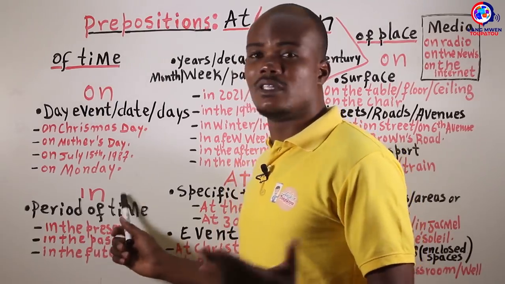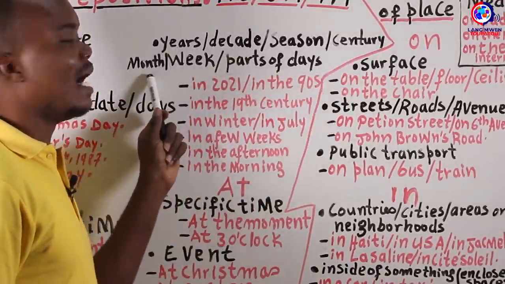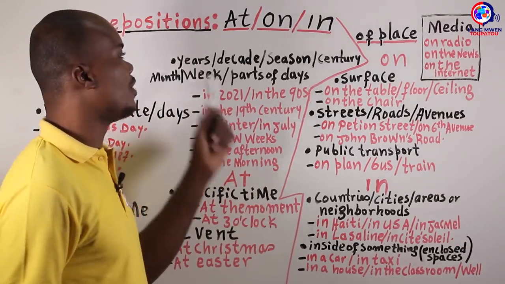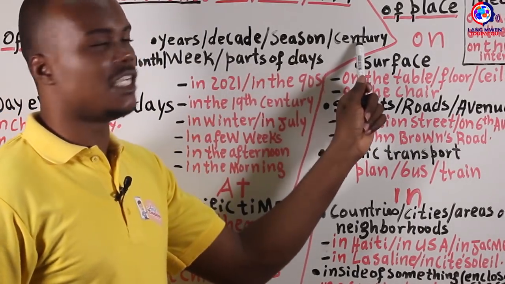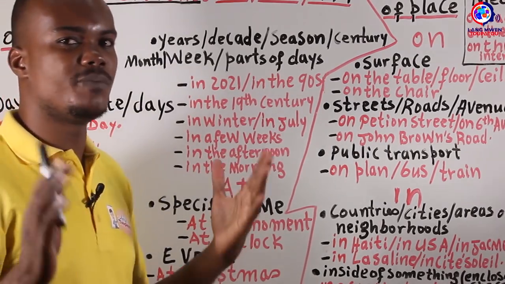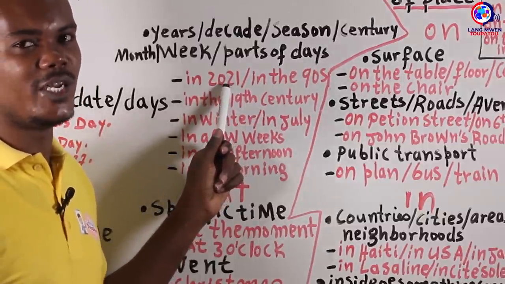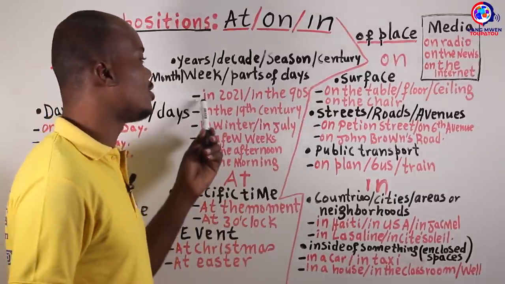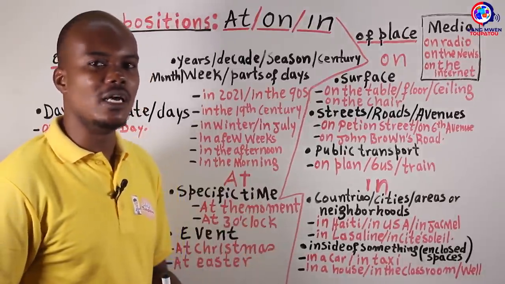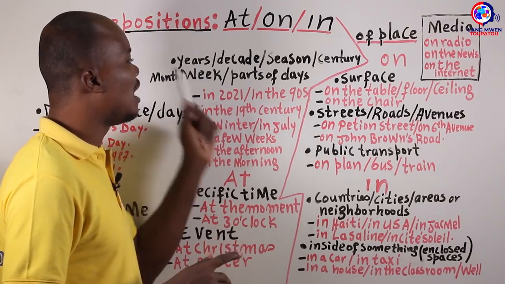So, not only this, you can use preposition in before years, before decade, season, century, month, week, parts of days. Okay, let me say again for you. For example, before year, you use preposition in. For example, you say in 2021, in 2002, in 2004, you say that because this is a year. You say in 1994, in 1981, in 1999. So, you use preposition in before year.